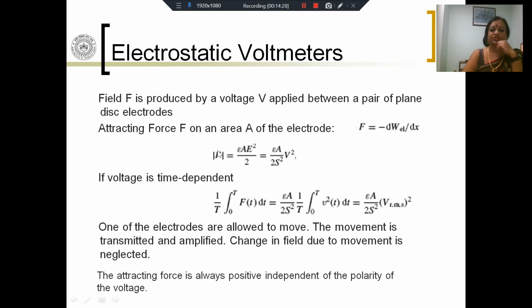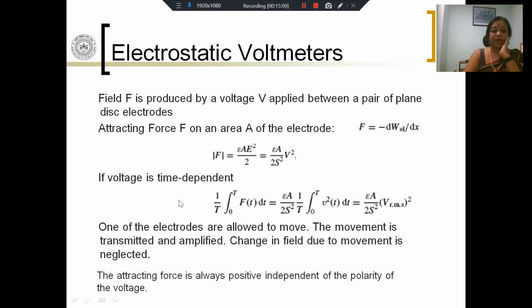So the magnitude of F for parallel discs can be given as epsilon A E square by 2 if you have a uniform field, because these are plain electrodes. And this can be written as epsilon A by 2s square into V square. So therefore, the attractive force is directly proportional to the square of the voltage across the electrodes, and it is also dependent on the area of the electrodes and the distance of separation.